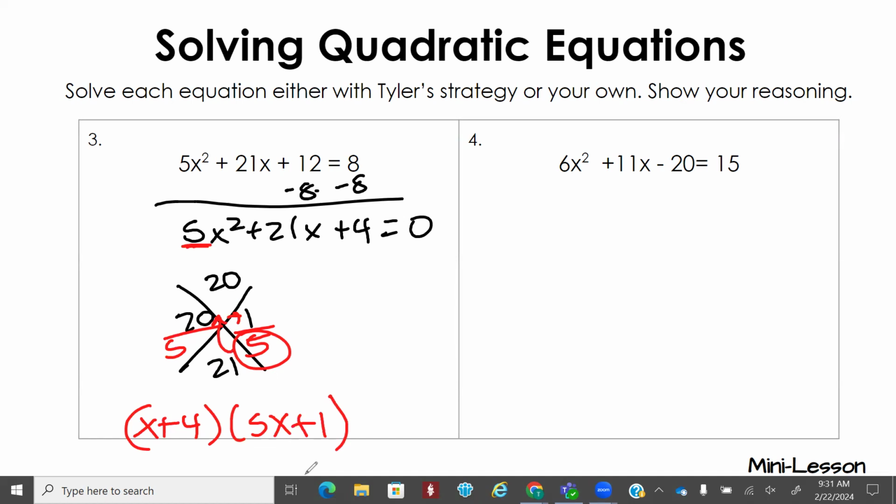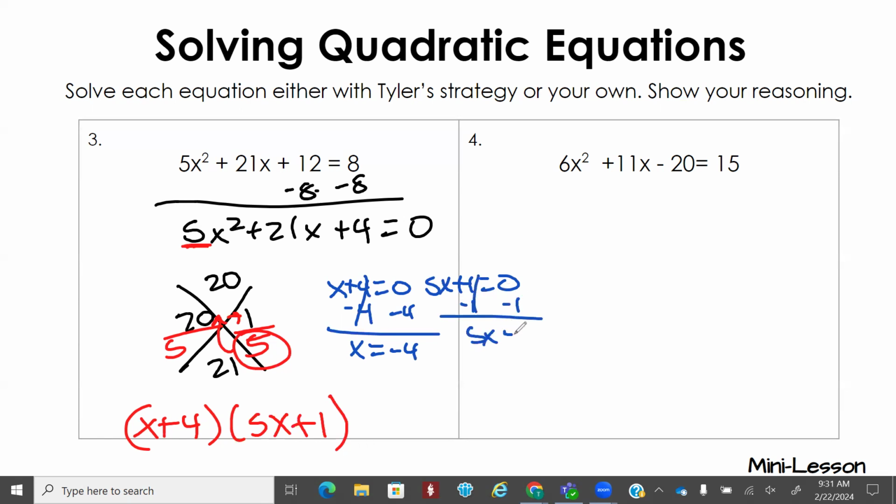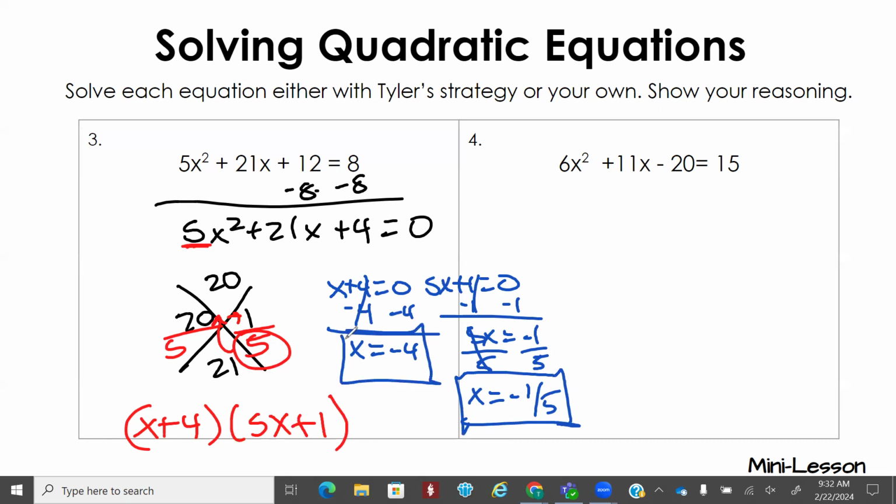We're still not done. We have to solve. Right? So when we solve, we're going to take both of these and set them equal to 0. x plus 4 equal to 0. 5x plus 1 equal to 0. So we're going to get negative 4. And then subtract 1. Divide by 5. So x equals negative 1/5. You can leave it as a fraction. If you want to work in decimal land, that's fine too.